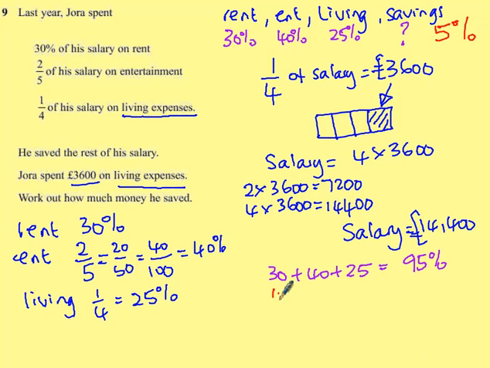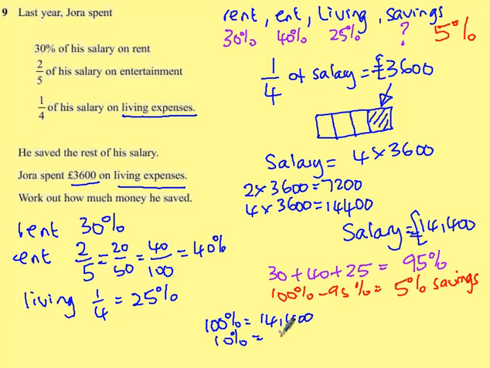So 100%, take away the 95%, is equal to 5% for his savings. So we now need to work out what is 5% of £14,400. So if 100% is equal to 14,400, 10% is equal to 1,440. Divide by 10, move the decimal place 1 place back.